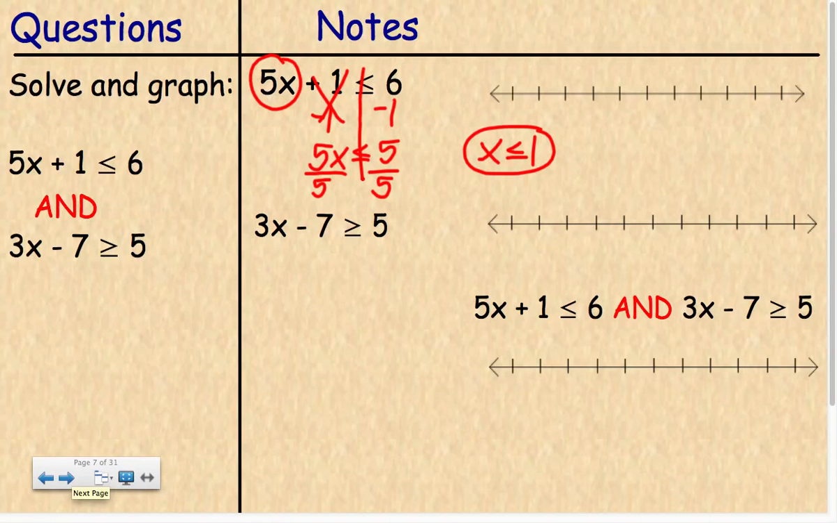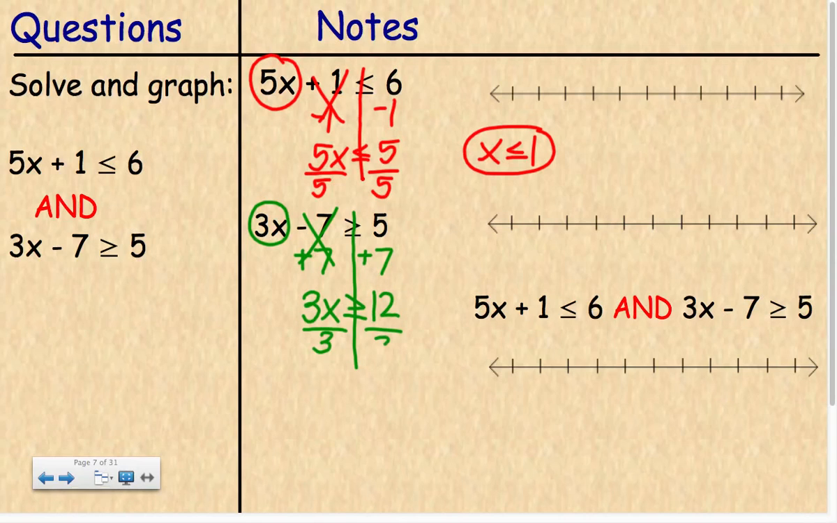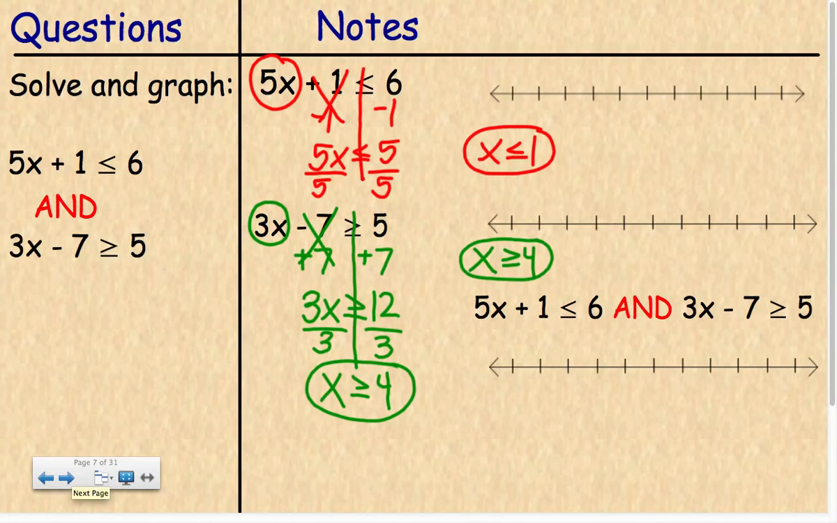My second inequality, couple is 3x, so get rid of my third wheel, add 7 to both sides. 3x is greater than or equal to 12. Divide by 3. X is greater than or equal to 4. So there is my second inequality. So that means I need my number lines to go from 1 to 4. So we'll go 1, 2, 3, 4.